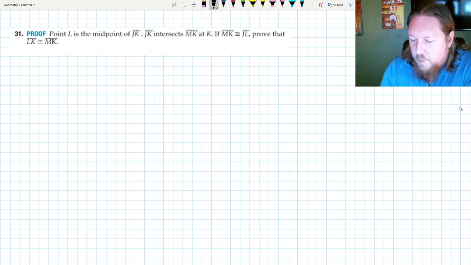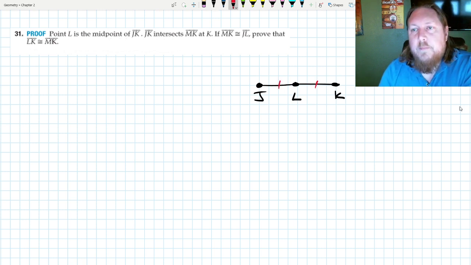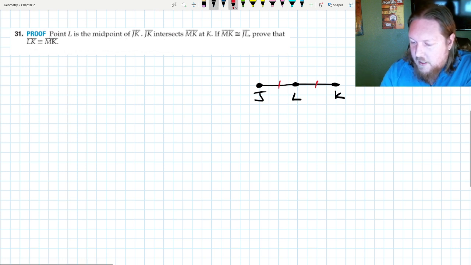Point L is the midpoint of JK. So I'm going to draw JK and put L as the midpoint. And that's going to tell me that these two things are congruent. JK, the line I just drew, intersects MK at K. And that makes sense because they both have K in the name.